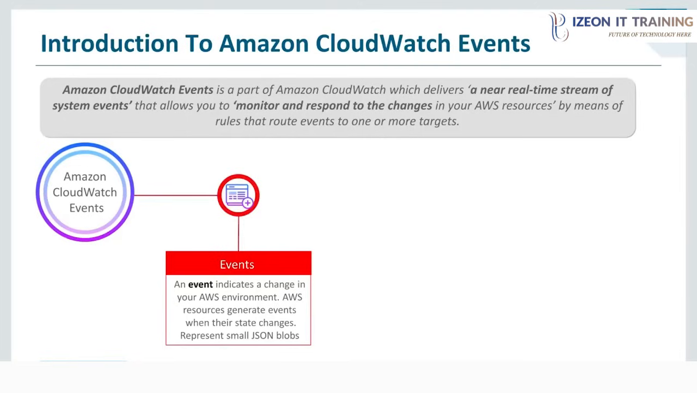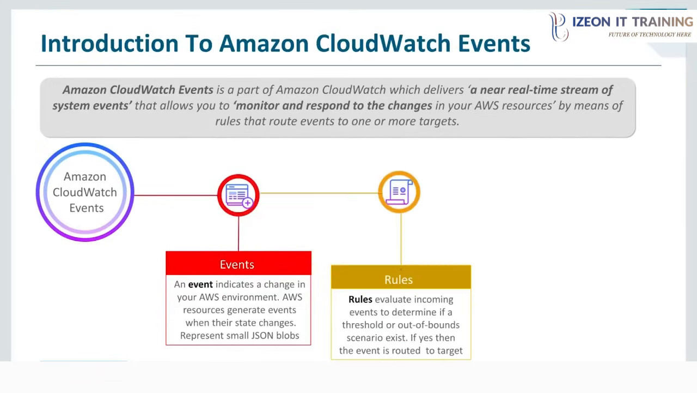An event indicates change in AWS environment, and AWS resources generate events whenever the state changes. Let's say you have terminated an active EC2 instance. So the state of this EC2 instance has changed from active to terminated, and hence an event is generated.